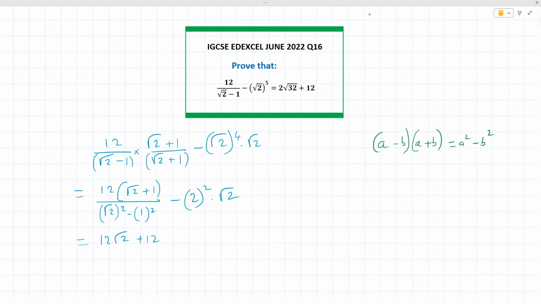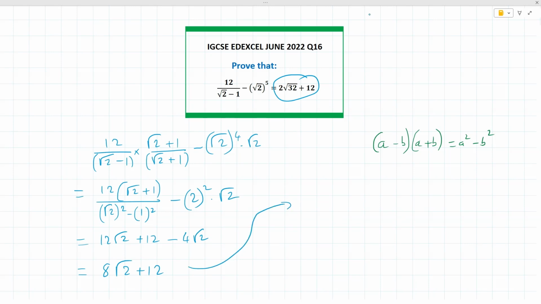And then we have 2 squared, which is 4, so 4 root 2. Now, we can put the root 2's together. So we can say that it's 12 root 2 minus 4 root 2, and we can treat this just like we would treat a variable, like a or b or x, and say that that is 8 root 2 plus 12. Now, if we notice in the solution, that is not exactly what the solution is asking. It's asking for 2 root of 32 plus 12. So we're not quite there yet, but we're very close.